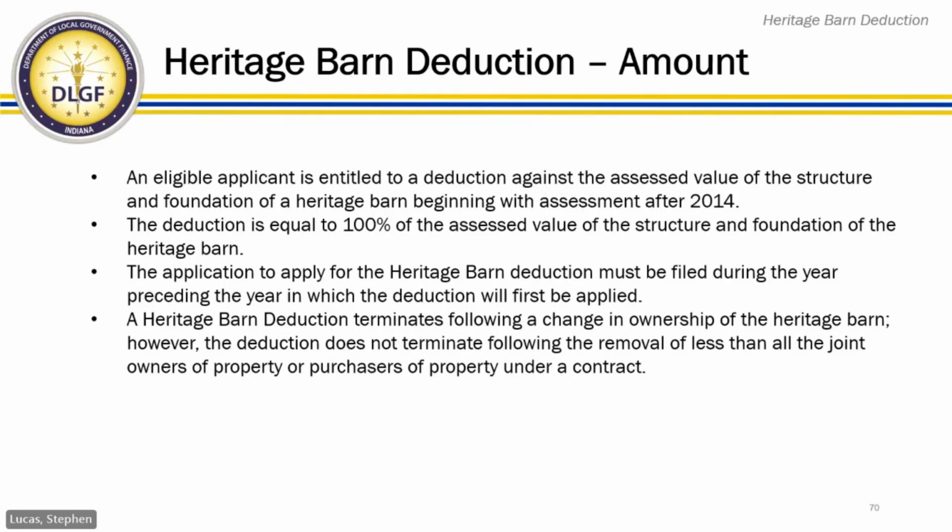If the taxpayer likewise wants to file for the Heritage Barn deduction, they have until December 31st of 25. So I want to bring up that difference. The deduction does terminate following a change in ownership of the Heritage Barn, but it does not terminate if just one of the joint owners of the property or purchasers of the property under contract has been removed.